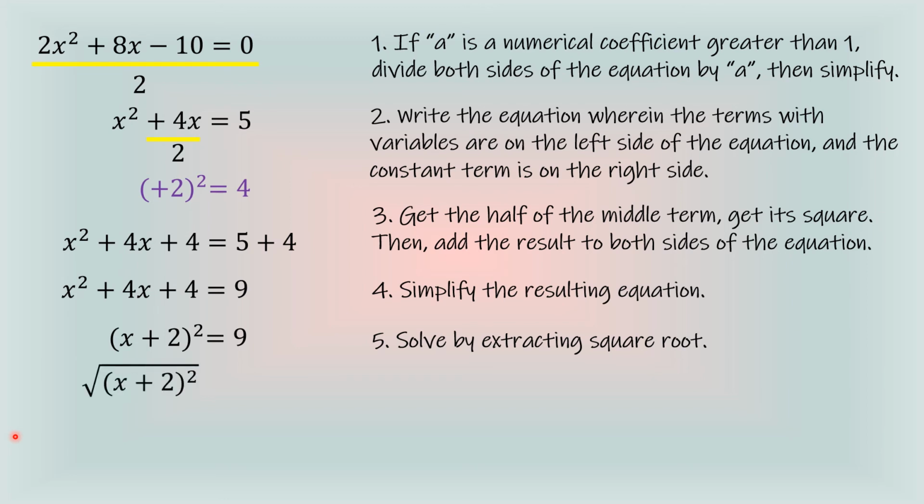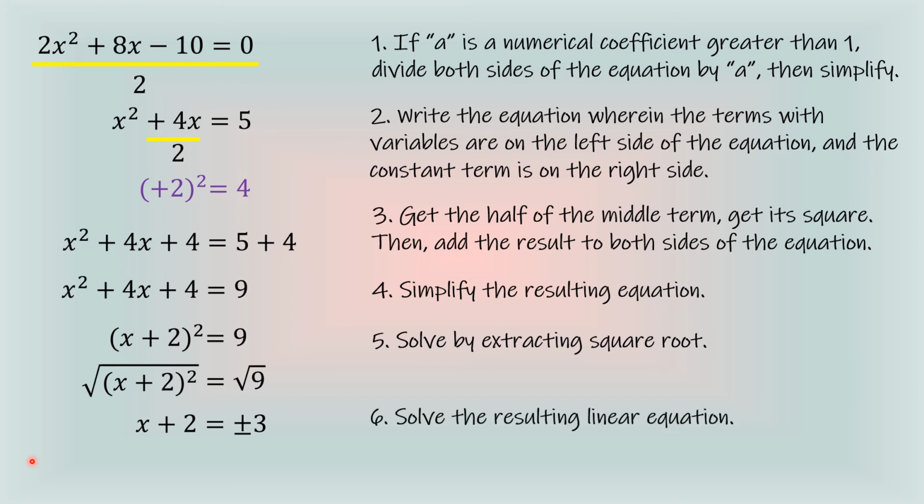Okay, let us now get the square root of x plus 2 squared, and square root of 9. Again, kapag kukunin natin ang square root ng binomial, ika-cancel lang natin yung exponent dito na 2 at yung square root. So, ang matitira na lamang ay x plus 2. And then, let us get the square root of 9. So, x plus 2 is equal to positive or negative 3.